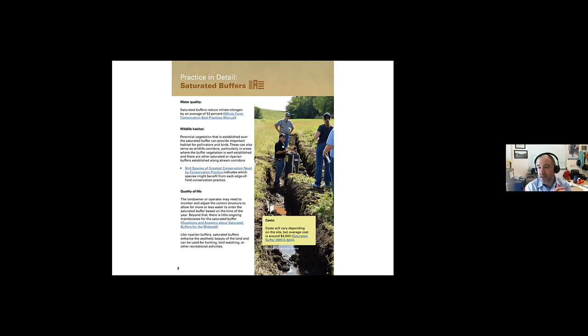Okay, so one of the things that these case studies have, and I think this could be useful if you're working with individual landowners, is a nice short practice in detail description of these practices. So here's a saturated buffer, and what might be the benefit to water quality, the habitat, and the quality of life, or even what might be some of the management associated with it. This is in the additional resources for students, but would be just as useful for an individual producer that might be thinking about this practice.